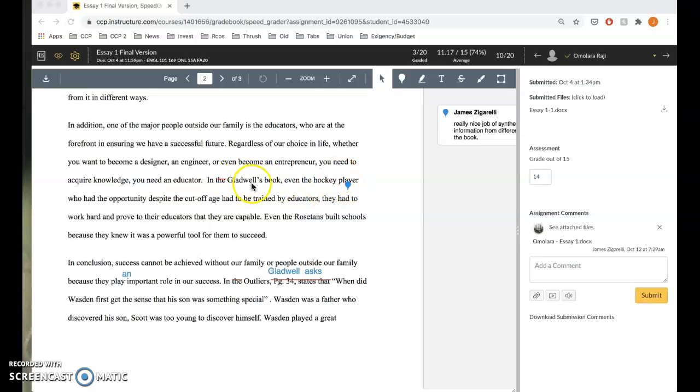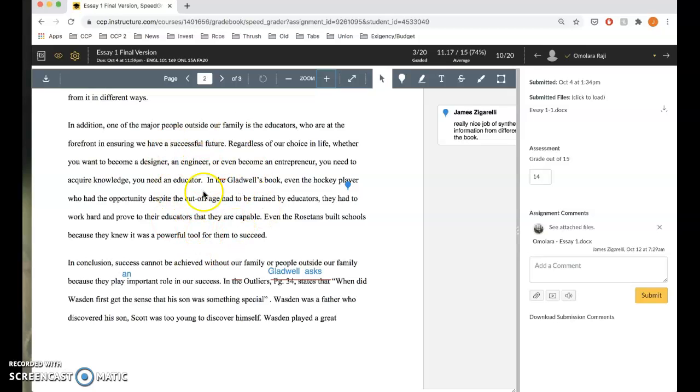She talks about how even the hockey players needed coaches. Even if you had the help of the cutoff age, there was still this need to be taught how to do something and how to be good at something. Okay, and so again, she connects this to anyone's life, where she's saying, regardless of what you want to become, right, you're going to need an educator, which is, again, connecting her. That's her I say, right? And she's connecting it to what Gladwell said about hockey players and stuff.